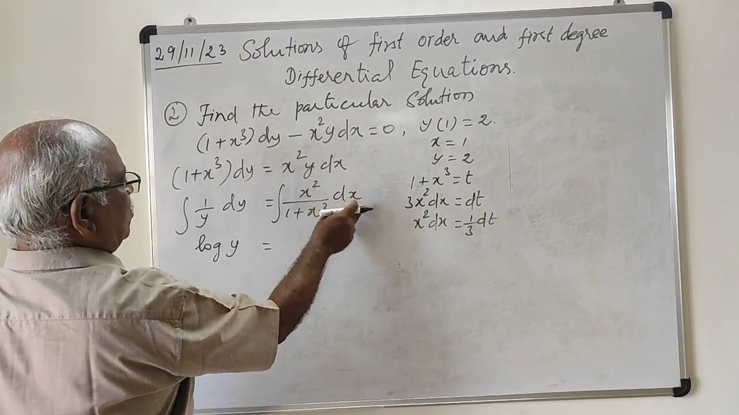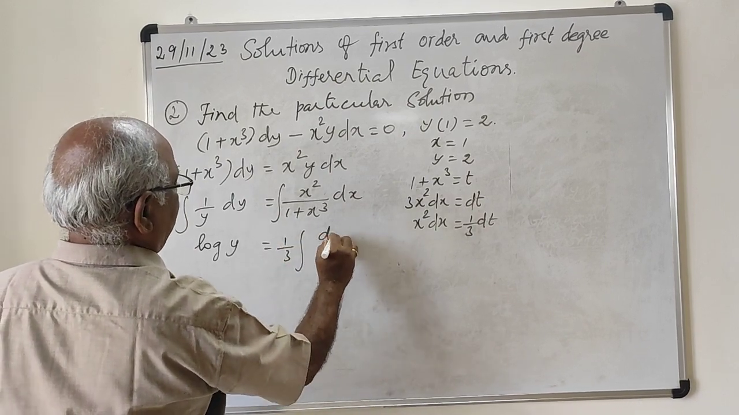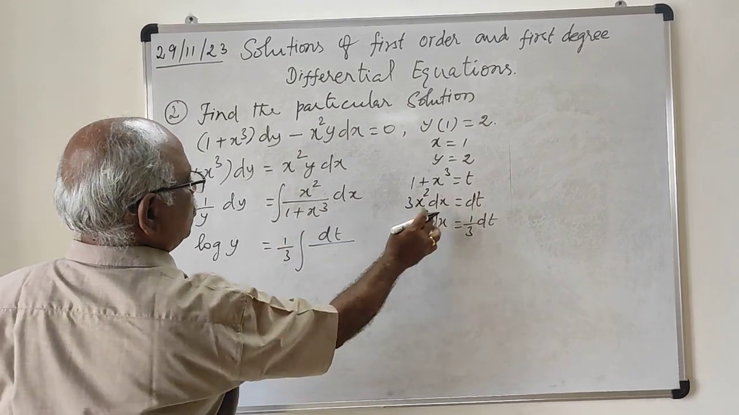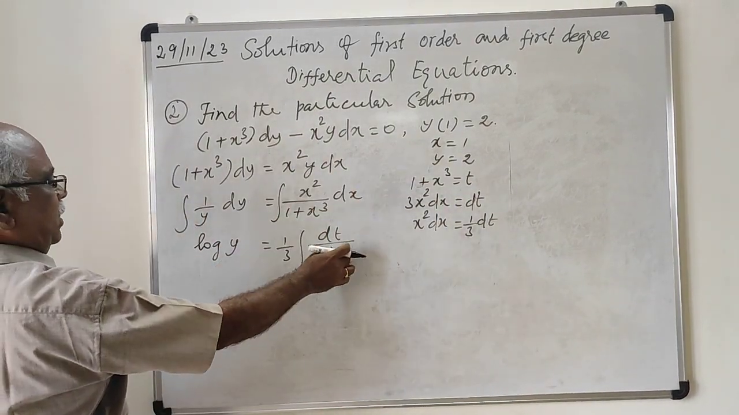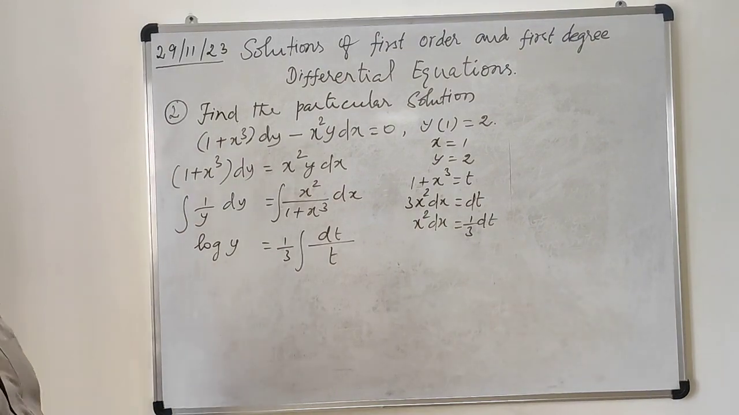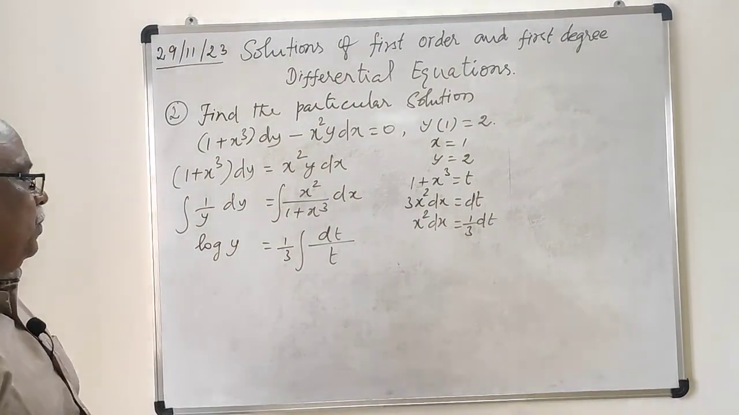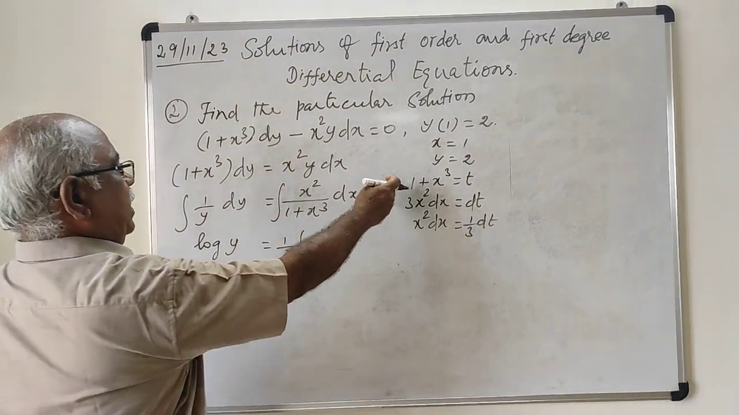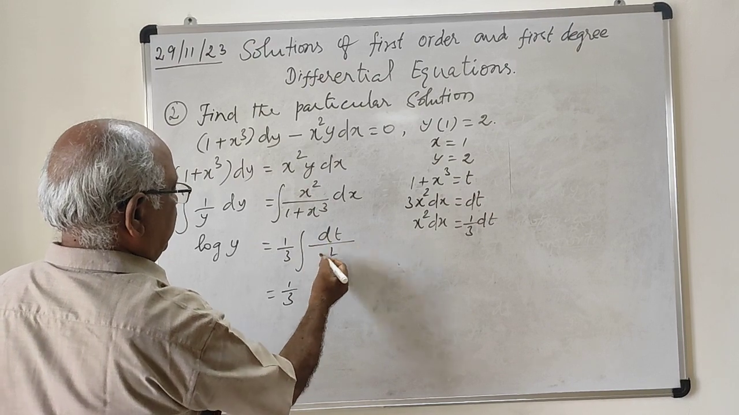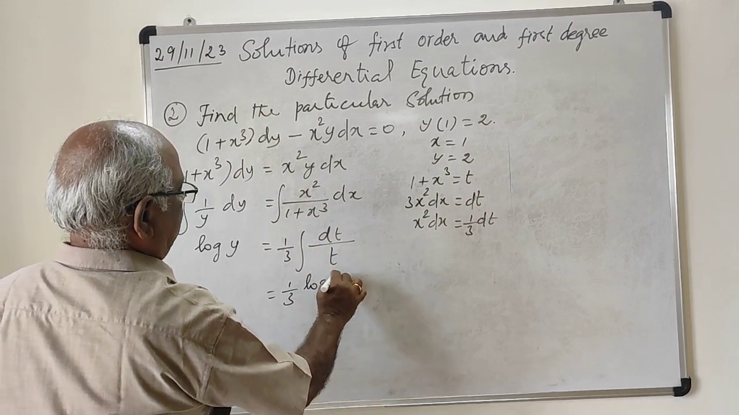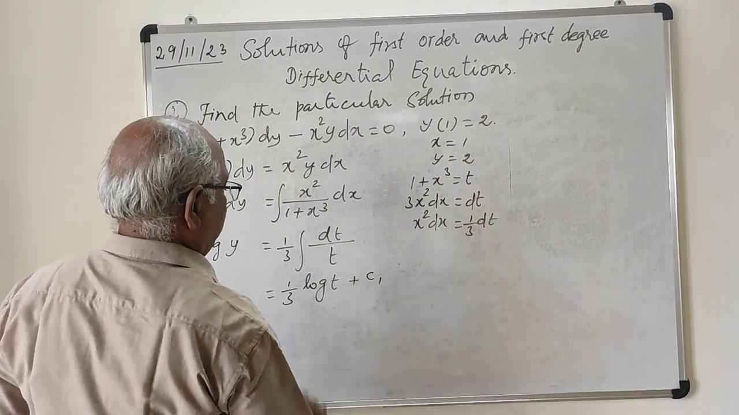So in the numerator x square dx is 1 by 3 into dt, therefore this becomes 1 by 3 into dt by t, since 1 plus x cube is t. After substitution, you get 1 by 3 into the integral of dt by t. So it's equal to 1 by 3 into the integral of 1 by t dt, which is log t, plus C1, a constant.